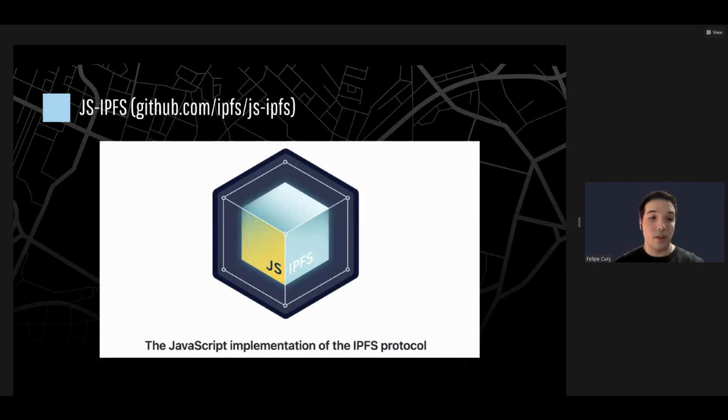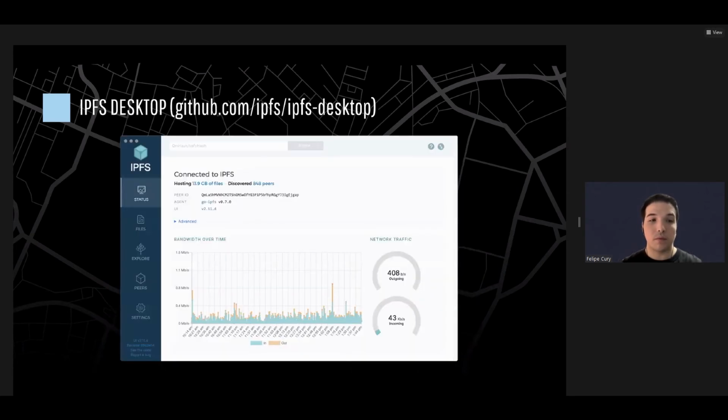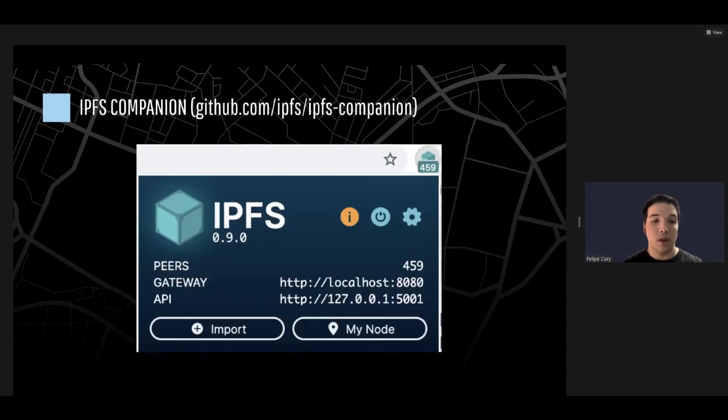Similar to the previous one, there is JS IPFS, which is another official implementation, but it's written in JavaScript. For all intents and purposes, both have pretty much the same functionality. Now to the graphical interfaces, there's IPFS Desktop, which provides a GUI on top of Go IPFS. And if you download it and install it, it will also install Go IPFS for you if you don't already have it. So it's pretty convenient. Alternatively, you could get the extension for Firefox and Chromium-based browsers called IPFS Companion. It provides pretty much the same functionality as IPFS Desktop.